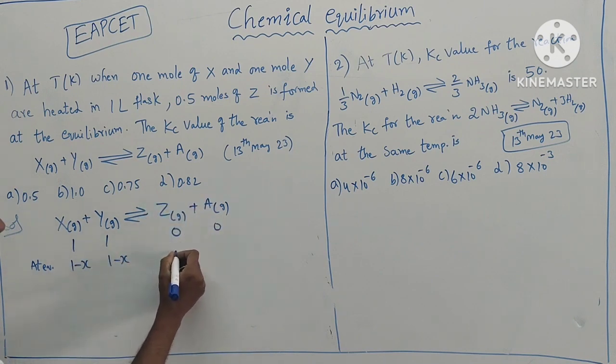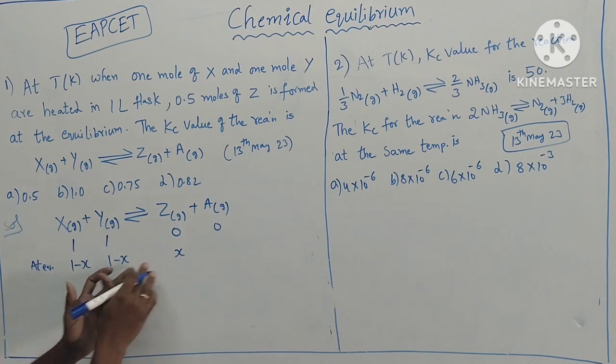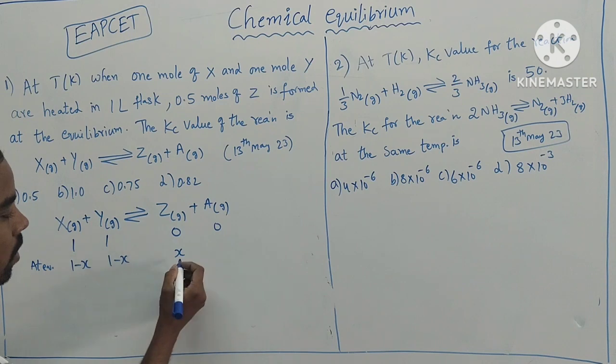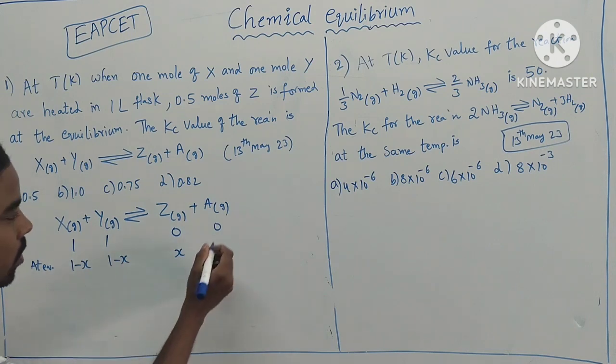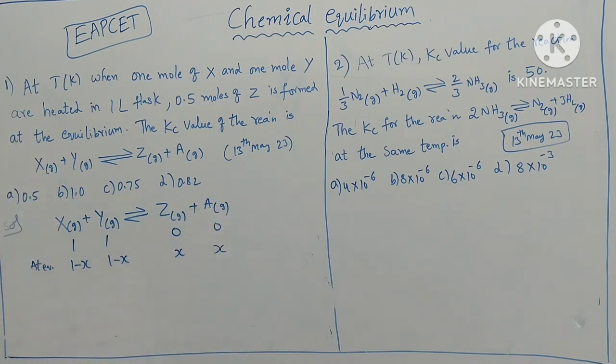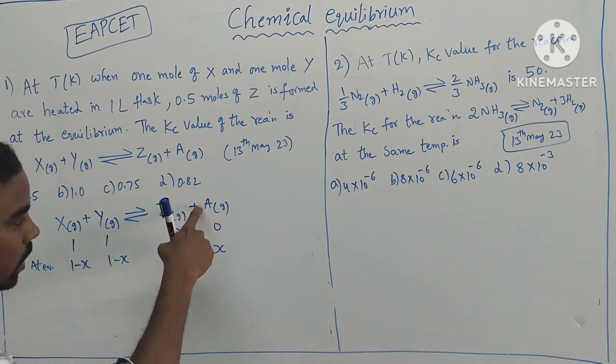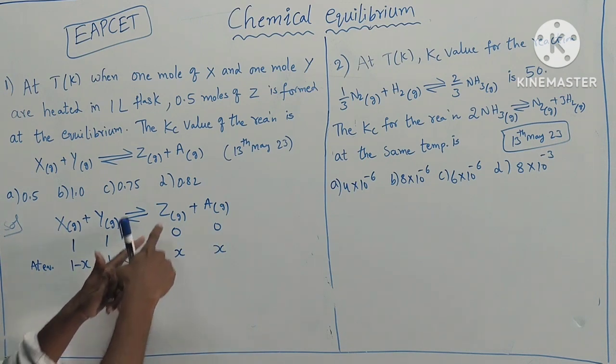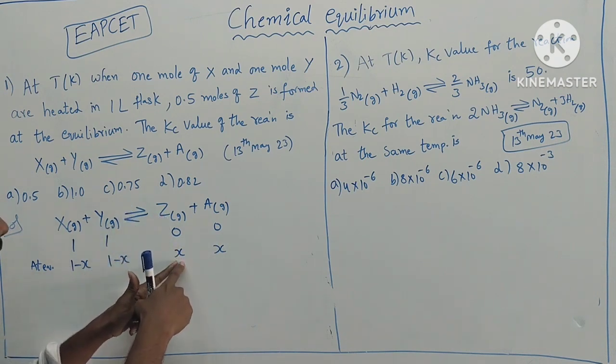How many moles? 1 mole. That means however much dissociated, that number of moles are formed. So x dissociated, here 1 mole, x moles of Z is formed. So A also, x moles is formed. If here 2Z is present, 2x is formed. If here 3A is present, 3x is formed. Dissociation is x, the number of moles of Z is 1, so 1 into x, x.